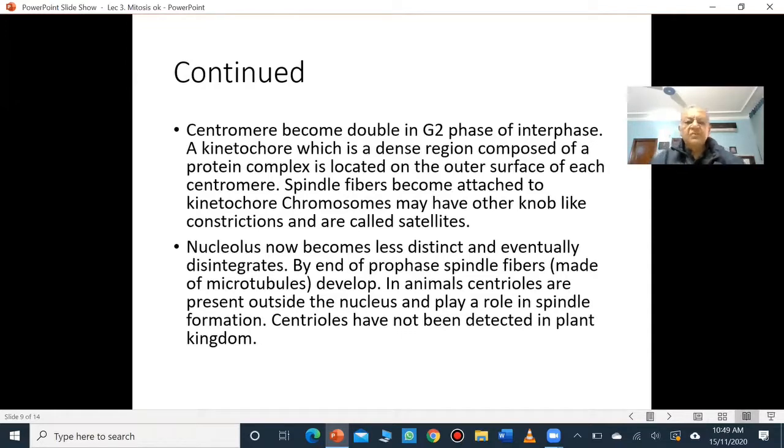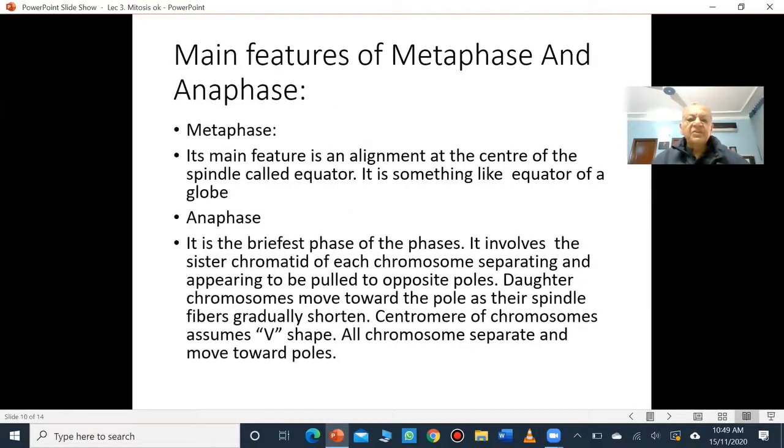A chromosome may have other knob-like constrictions called satellites. The nucleolus now becomes less distinct and eventually it will disintegrate. The nuclear membrane disintegrates. By the end of prophase, the spindle fibers develop. In animal cells, centrioles are present outside the nucleus and they play a role in spindle formation. Centrioles have not been detected in plant cells. In the animal cell diagram, you can see these centrioles.